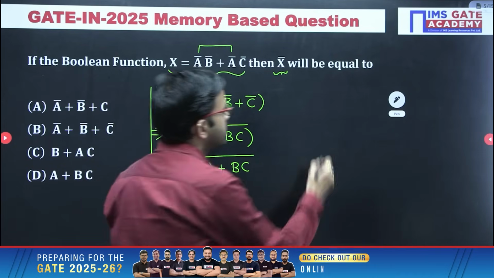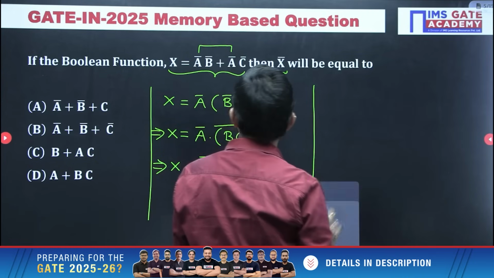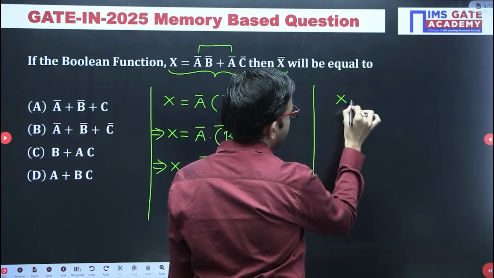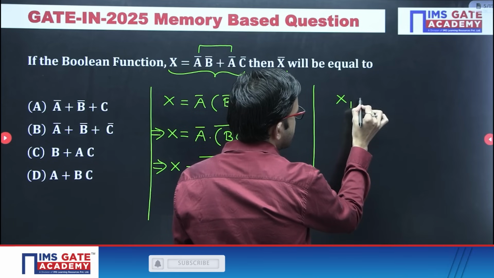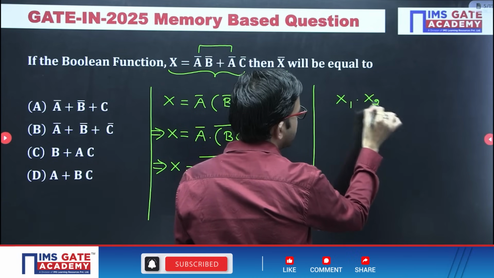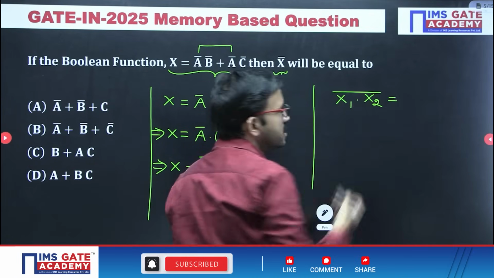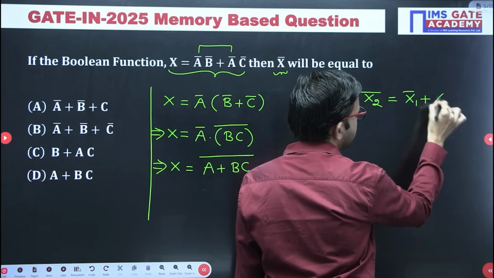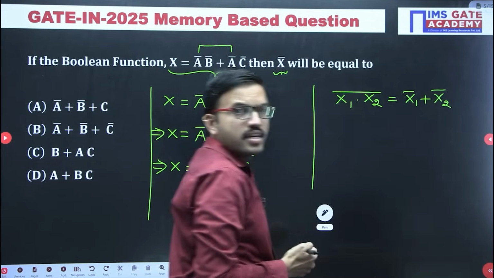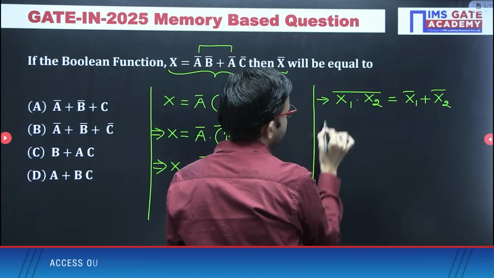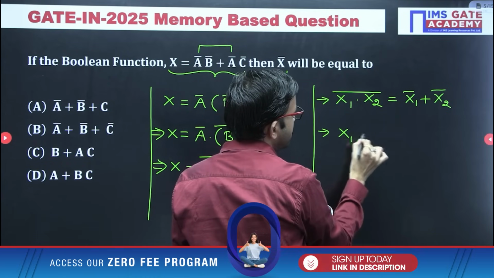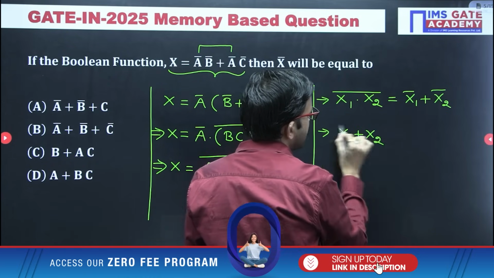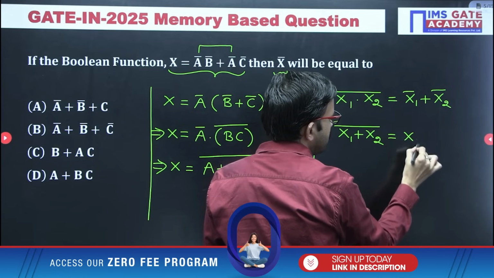Okay, just for reference here I am mentioning whatever formulas I have used, like x1 and x2 whole bar. Suppose if you are having it like this, by using De Morgan's law we can write it as x1 bar plus x2 bar. Okay, next another one, we are having x1 plus x2 whole bar is nothing but x1 bar and x2 bar.